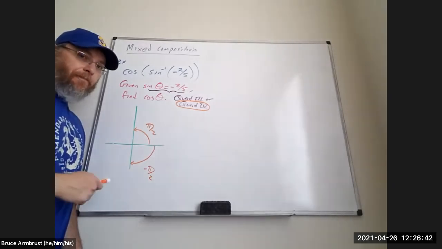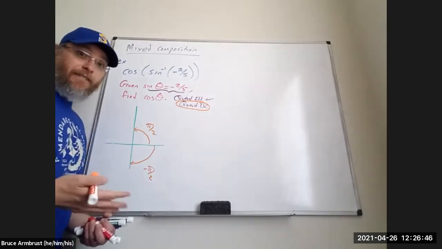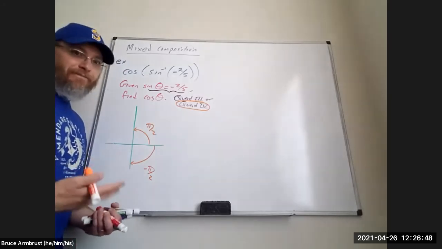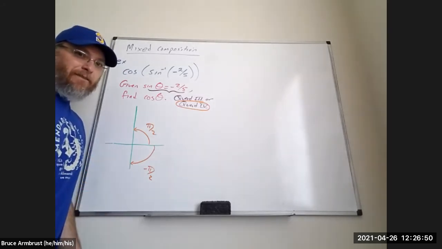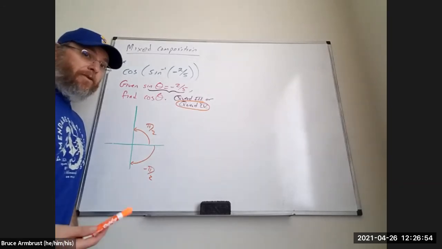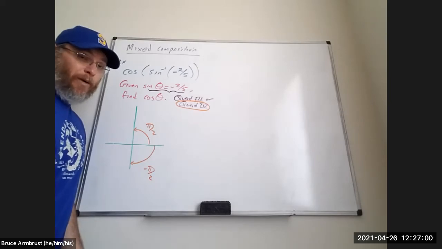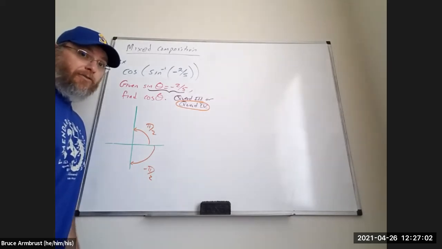All right. So again, remember I said there are always consequences to playing these mathematical shenanigans. Here's another one. When we do the mixed composition, specifically with negatives, we have to pay attention to where we are due to that restriction.